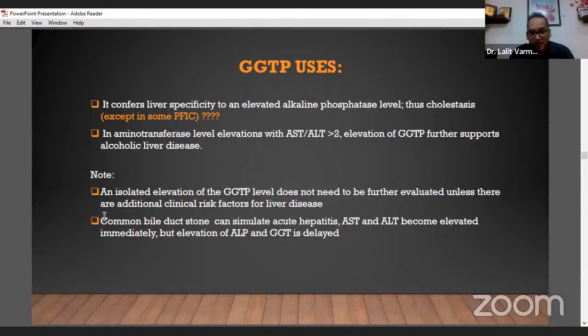Common bile duct stones can simulate acute hepatitis. AST and ALT become elevated immediately, but elevation of alkaline phosphatase and GGT is delayed. So any CBD stone can present like an acute hepatitis only. Definitely we should do a sonography to rule out that stone. And preferably even if your amylase and lipase are elevated, then also think about adding an MRCP, because that stone can be at the junction of the CBD and the pancreatic duct or at the ampulla.